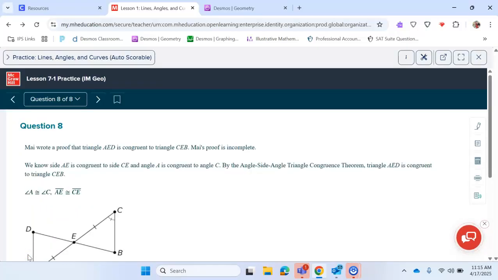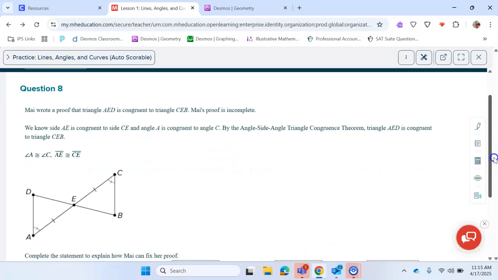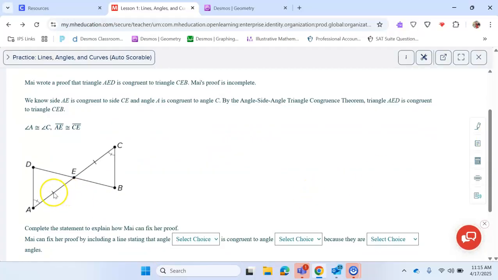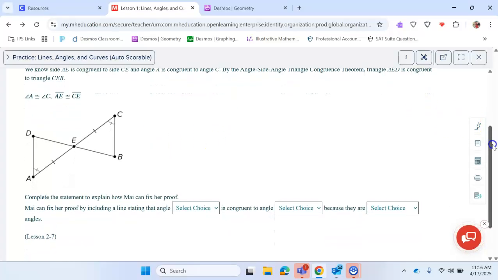Question 8. May wrote a proof that triangle AED is congruent to triangle CEB. May's proof is incomplete. We know side AE is congruent to side CE. Okay, they mark it with those little marks. Angle A is congruent to angle C. Again, they marked angle C and angle A congruent. By the angle side angle triangle congruence theorem, triangle AED is congruent to triangle CEB. Complete the statement to explain how May can fix her proof.